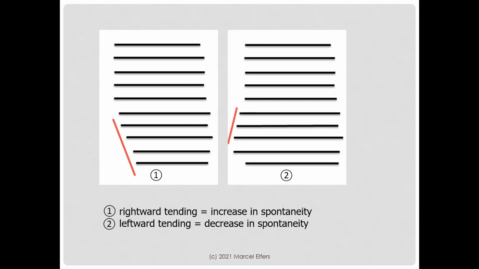A rightward tending margin in sample 1 suggests an increase in spontaneity. And that is because the writer takes less and less time to move the hand from the right of the paper to the left, and so becomes less and less patient. Whereas a leftward tending margin is a decrease in spontaneity. The individual takes more and more time to move the hand from right to left and probably had an intrusive thought.